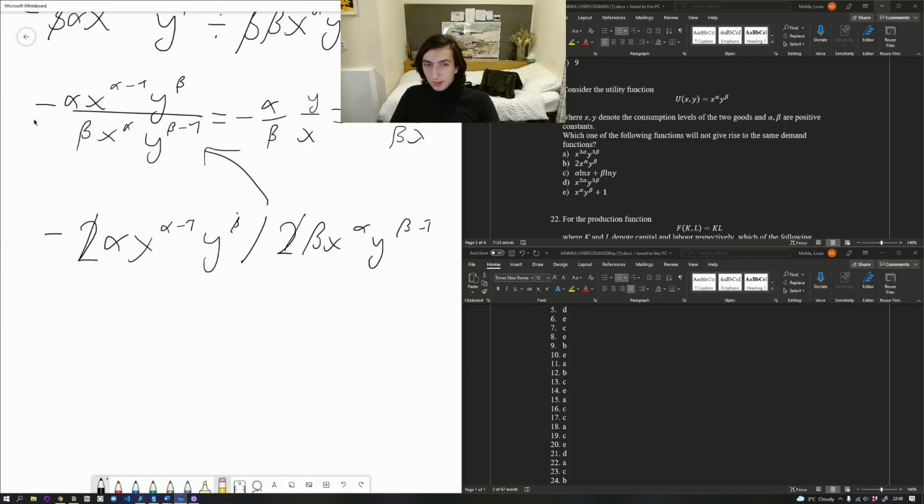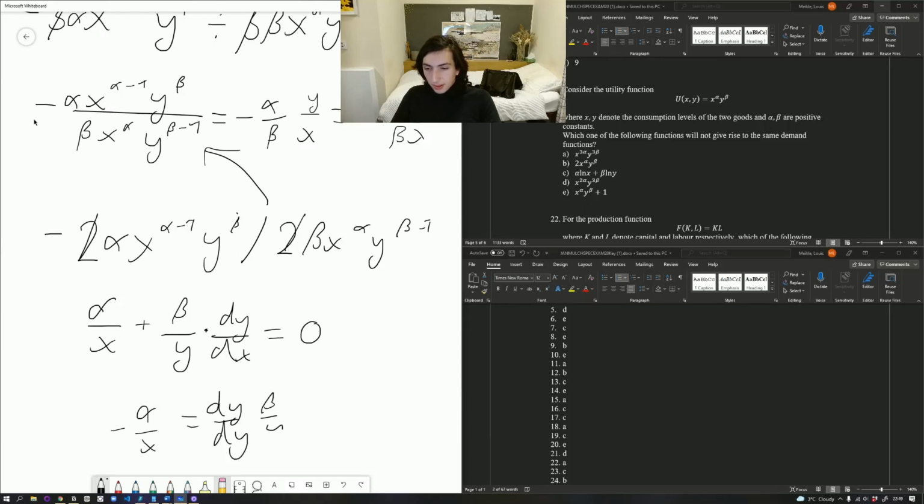But essentially what you get at the end of this is alpha over x plus beta over y times dy/dx, because you're doing it implicitly this time, equal to 0. Rearranging this, you would get minus alpha over x is equal to dy/dx times beta over y, which eventually gives you minus alpha y over beta x, which as we see up here is the same.